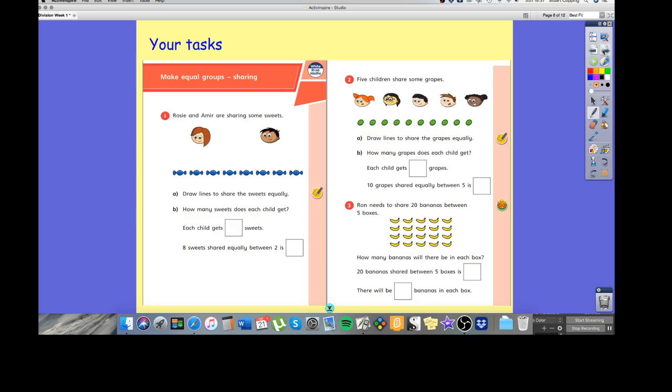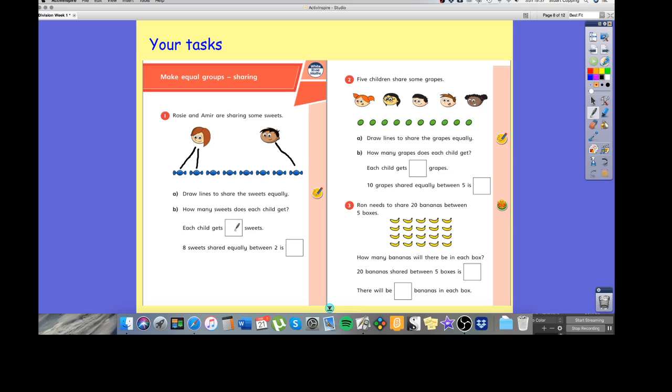So, your tasks for today then. Some of you, mainly Year 1s, will have this sheet stuck in your book. And it says, Rosie and Amir are sharing some sweets. Draw lines to share the sweets equally. And this is another easy way of doing it, especially if you haven't got the resources in front of you. So you're going to put one line, 1 sweet to Rosie, 1 sweet to Amir, 1 sweet to Rosie, and you're going to keep going until you've run out of sweets.